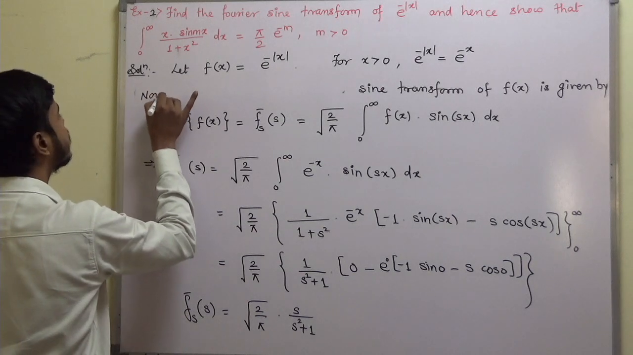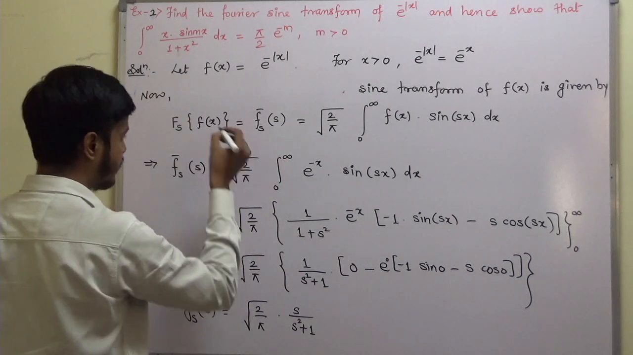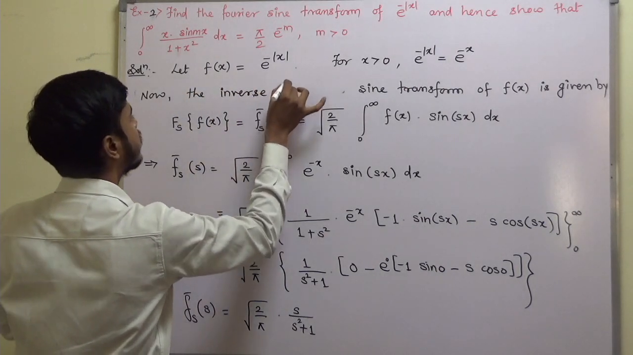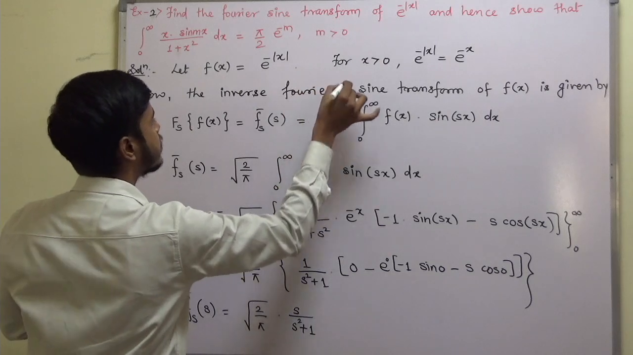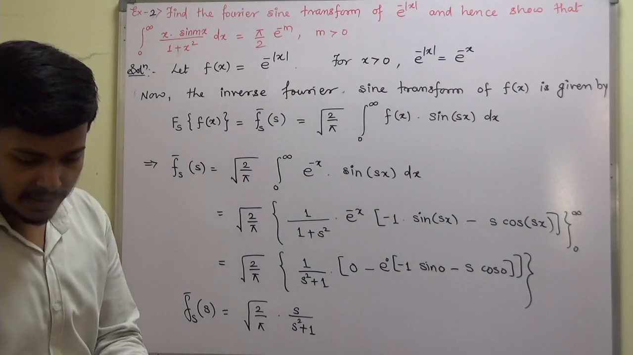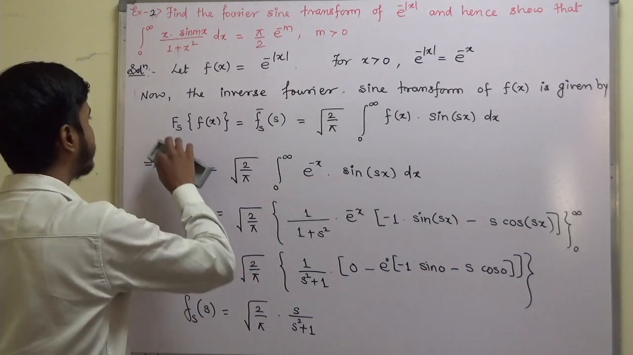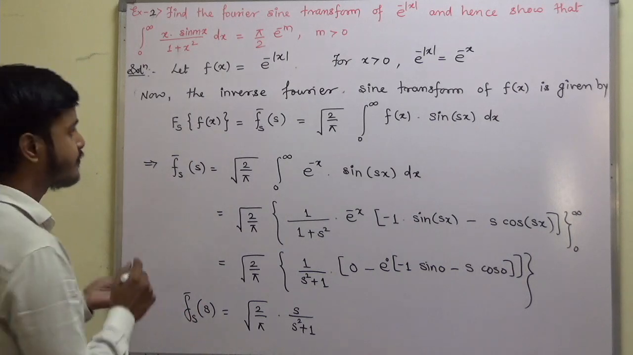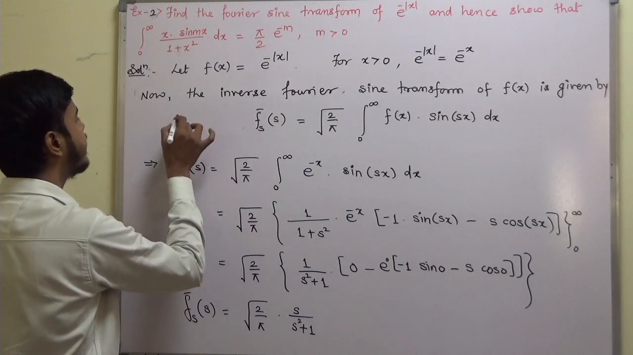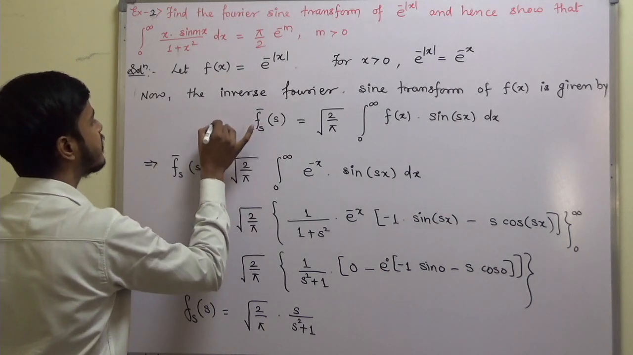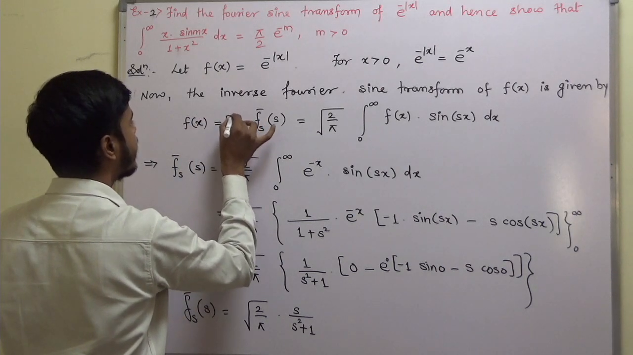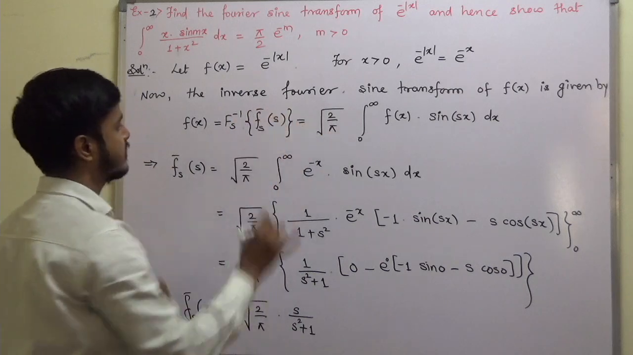Now the inverse Fourier sine transform is given by, what is it? f of x is equal to, right? So you can write here Fs inverse of the inverse transform. So you can write f of x is equal to Fourier sine inverse of this, right?